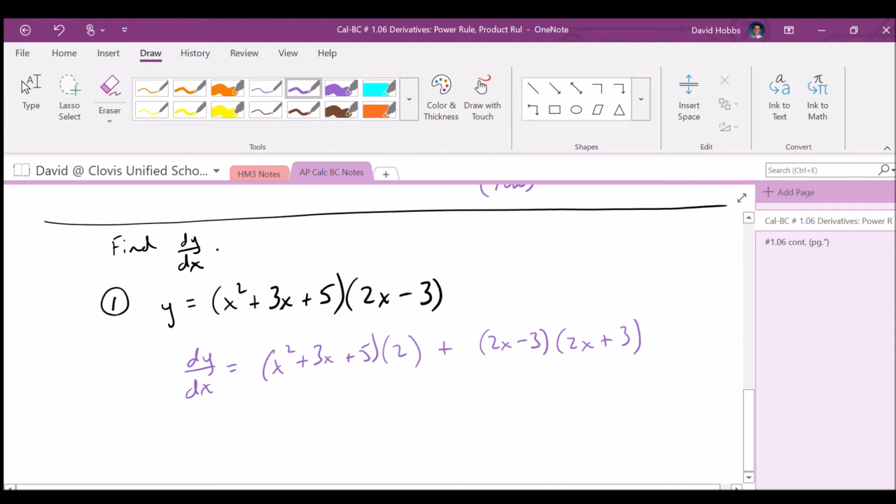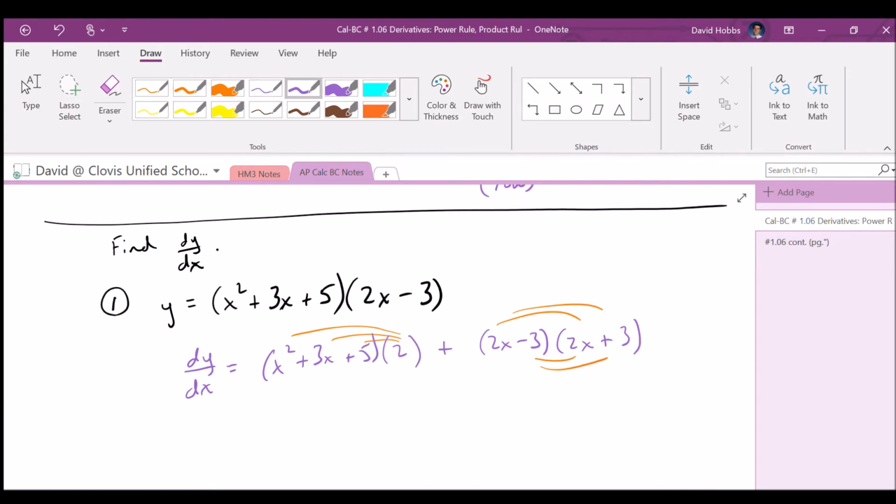Okay, now this is the derivative. We don't get to leave it like this. I mean, we still need to clean it up. And so as we're cleaning it up, we're going to distribute the 2 over here, and we're going to multiply out these 2 binomials.